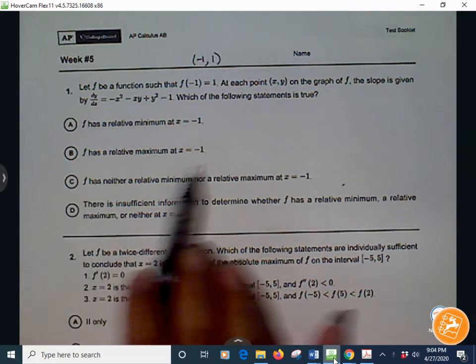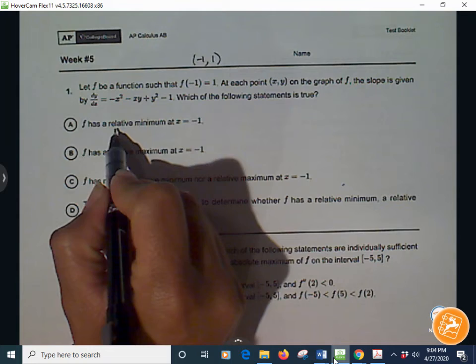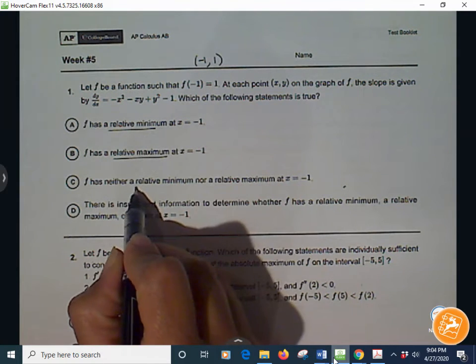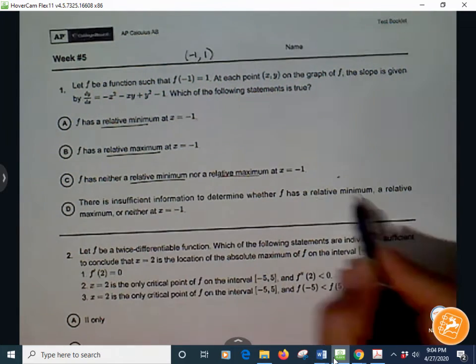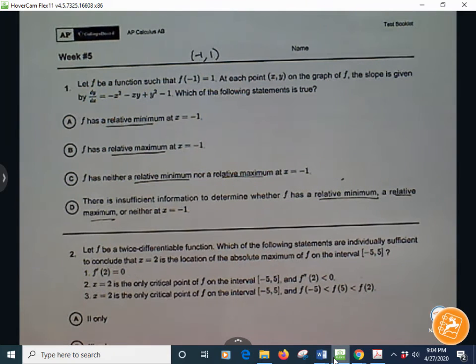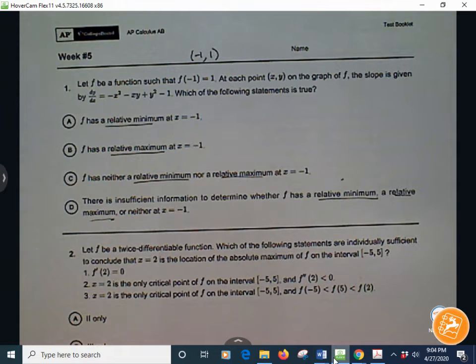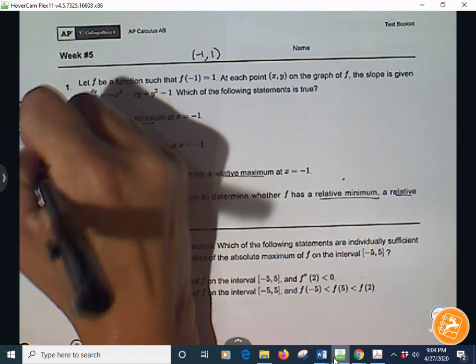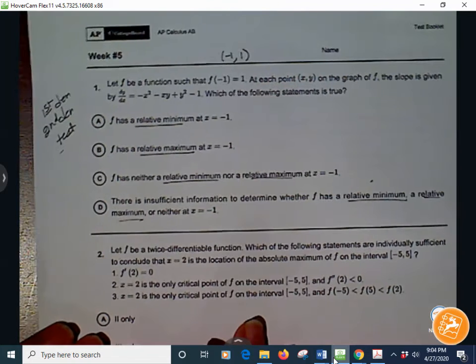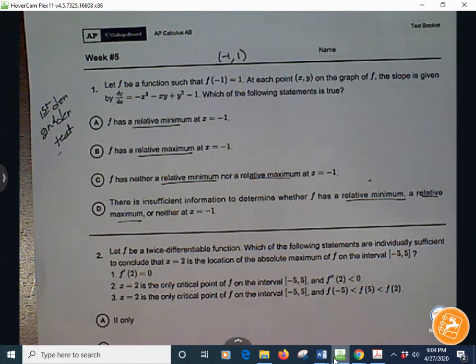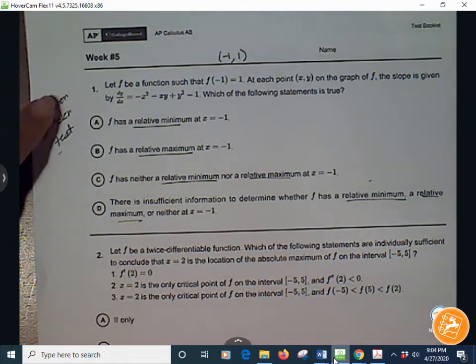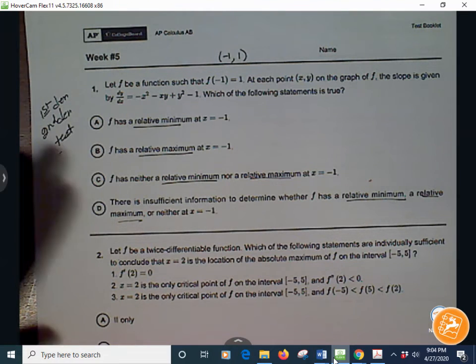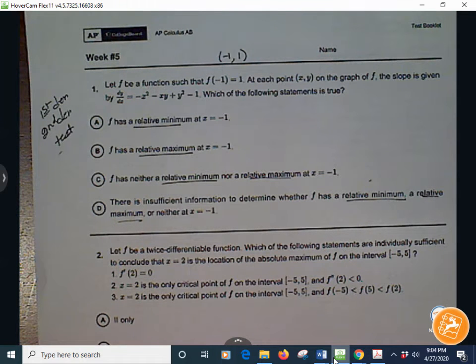As I read through the statements, I notice that they mention a relative minimum, relative maximum, relative minimum or maximum. So they're talking about relative extrema here. If they're talking about relative extrema, then we have to think about either the first derivative test or the second derivative test. Those are the tests that are used for relative extrema. For both of them, you look for critical numbers, and they want to find out where the first derivative is equal to 0.